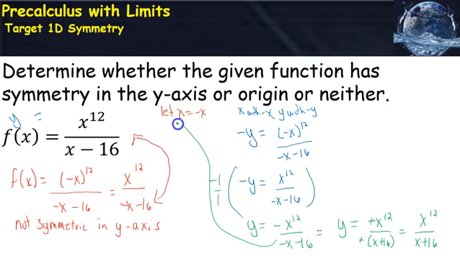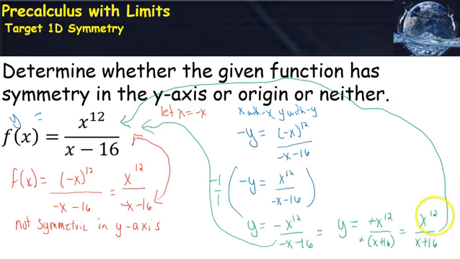Are these equal? And they're not. This is a negative x to the 12th, and this is a positive x to the 12th. But I should also now look and see, now that I factored out the negative, if that's equal. And this is positive x to the 12th, so it's looking promising, but on the bottom, I have an x minus 16, and here I have an x plus 16, so they're not equal. So this is not symmetric in or about the origin.